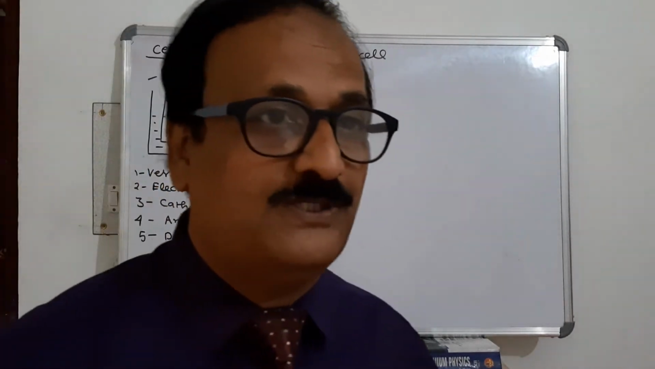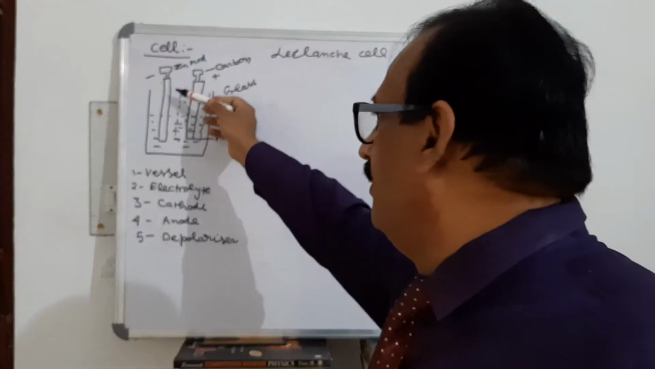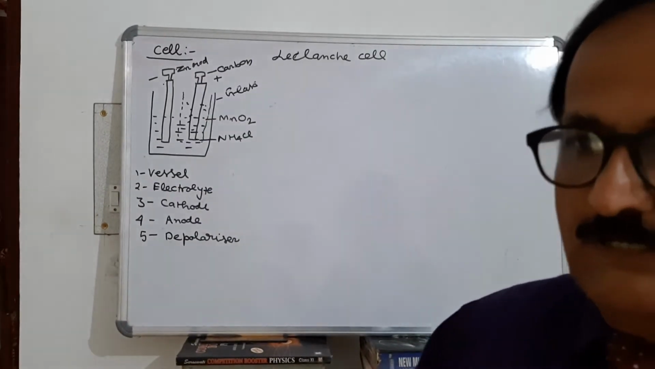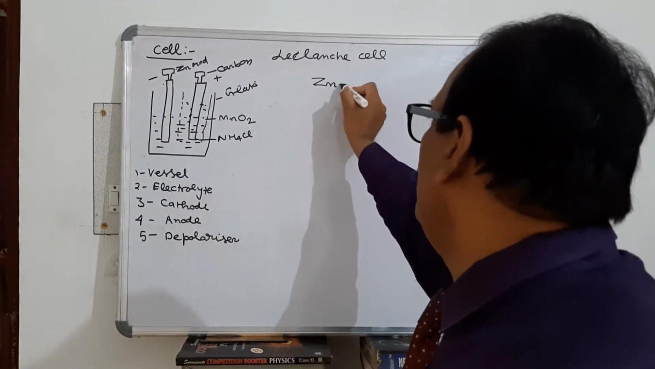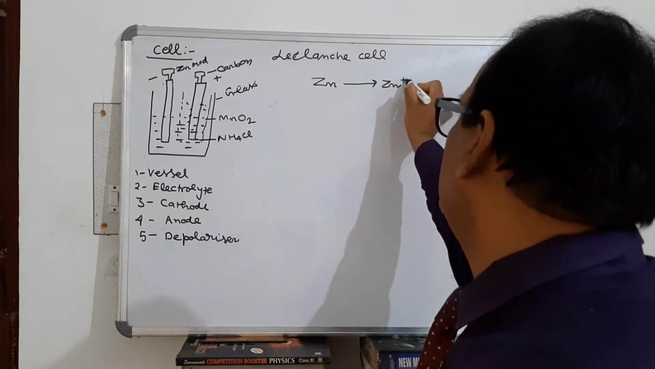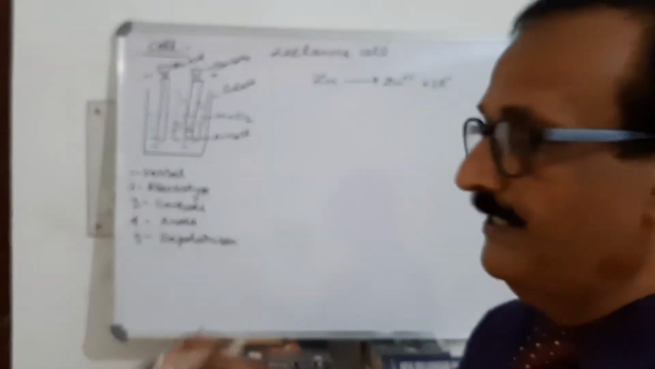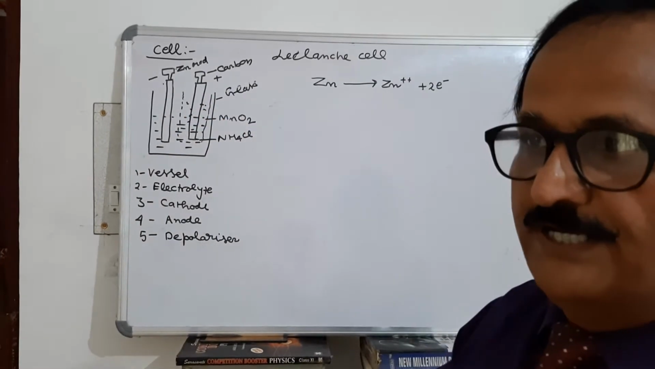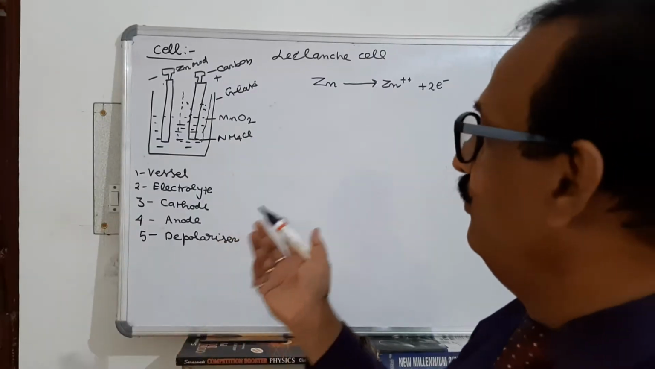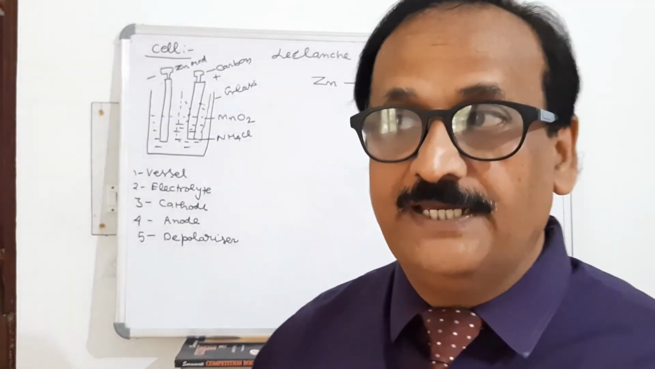Now I will explain how a chemical reaction gives electrical energy, how electric current is generated by a chemical reaction. The zinc rod, which is immersed in this electrolyte, gradually dissolves into the solution as Zn goes to Zn2+ plus 2 electrons. As one atom dissolves in the electrolyte, it leaves behind 2 electrons on the zinc rod. Therefore, slowly, the zinc rod becomes electrically negative.